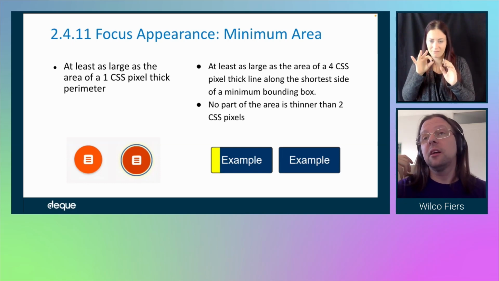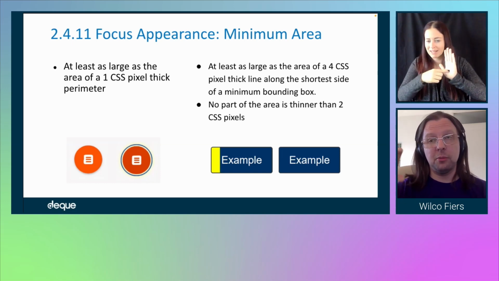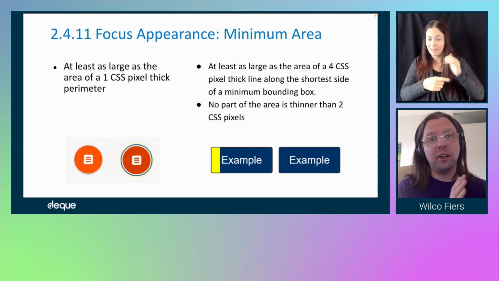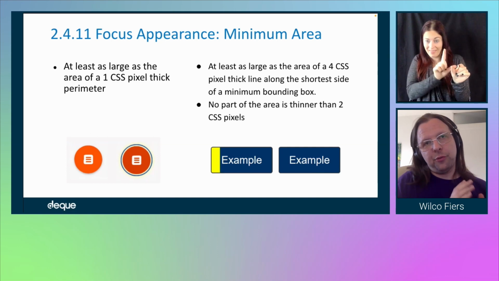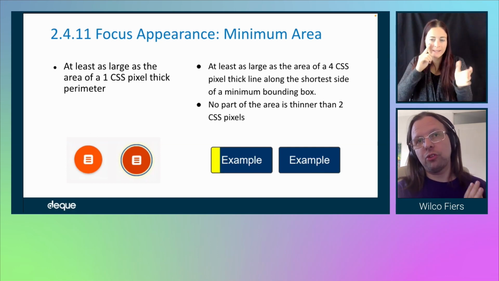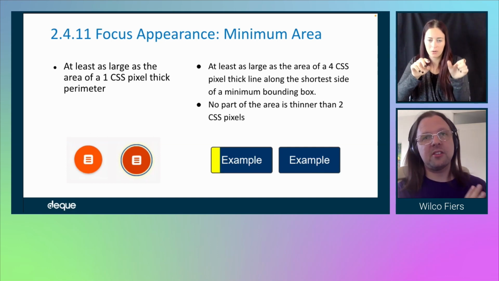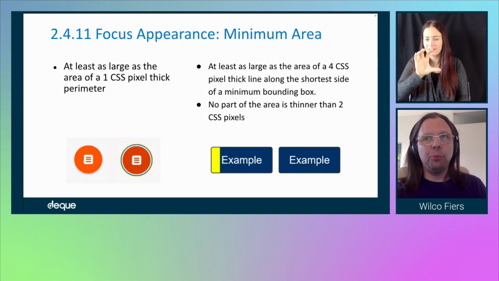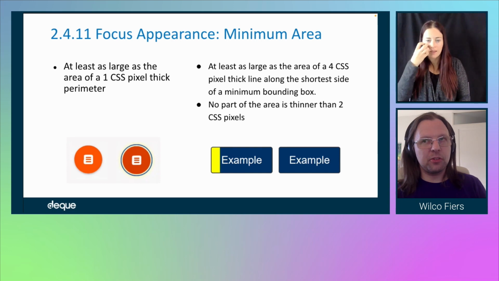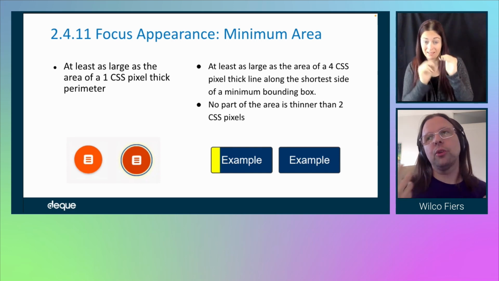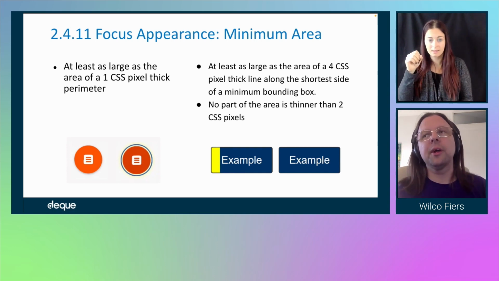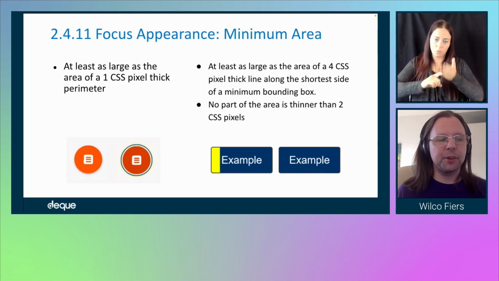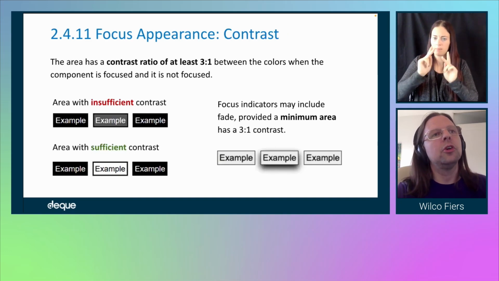On my screen is an example button. It's a blue button which has a yellow focus indicator on the left side of the button. That focus indicator, which sits on the shortest side of the button, has to be 4 CSS pixels thick. It can at no point be thinner than 2 CSS pixels to ensure that there is sufficient area there to see. So this really helps ensure that people can see what's going on with this focus.